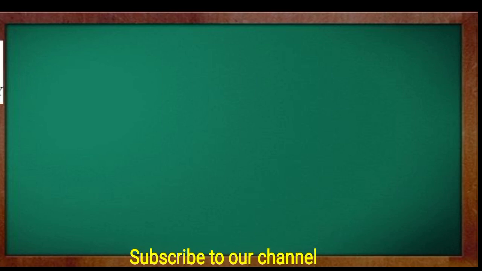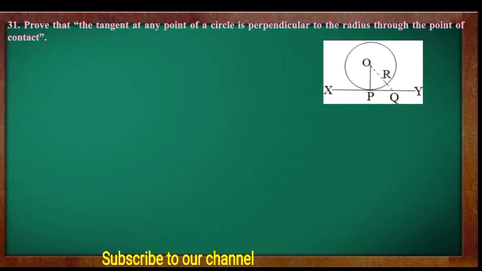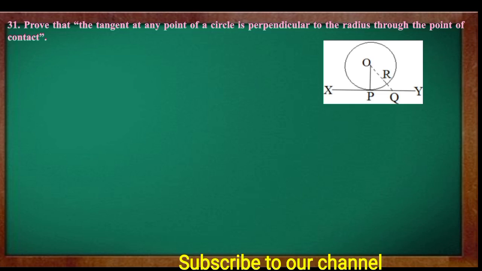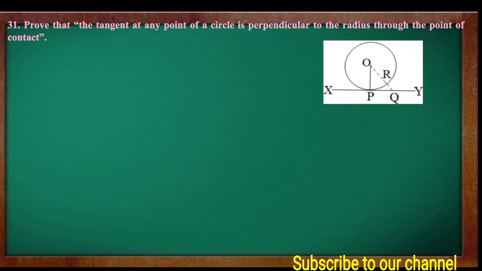Moving to the next question. Here it is a theorem. Dear viewers, we know that one theorem is compulsory for 3 marks. Here it is given: prove that the tangent at any point of a circle is perpendicular to the radius drawn through the point of contact.